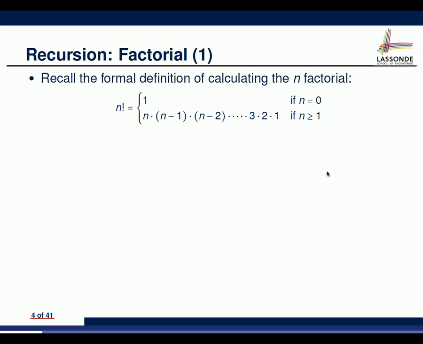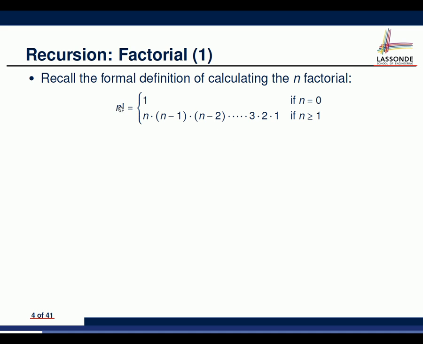Otherwise, if you have something that's larger than or equal to 1, it's simply 1 multiplied by 2, all the way to n. That's the definition. Any question about factorial? Are we comfortable with it? Now, this definition over here is not recursive. Think about what we are doing here.